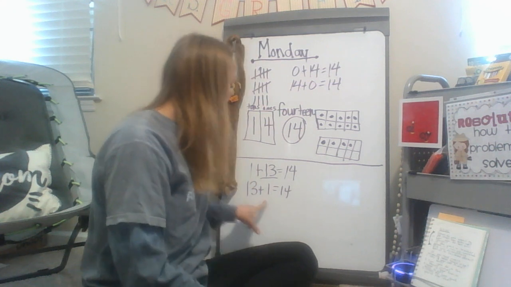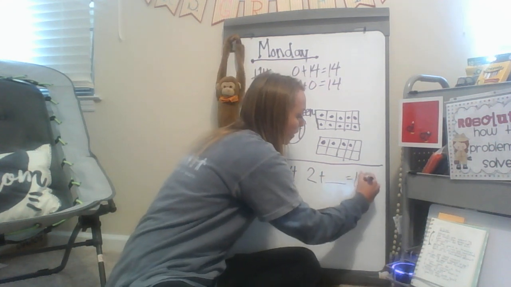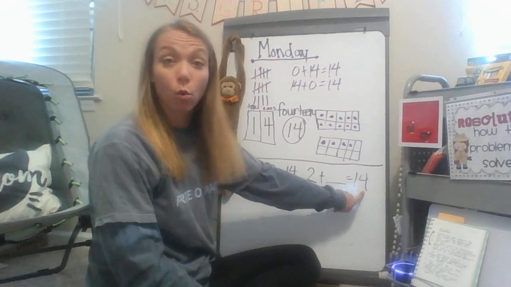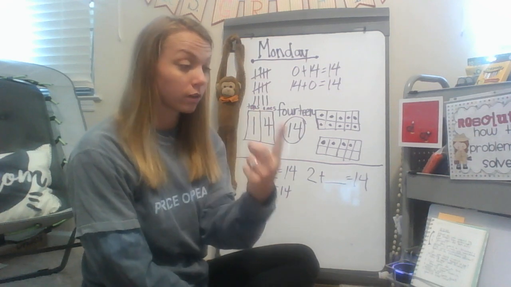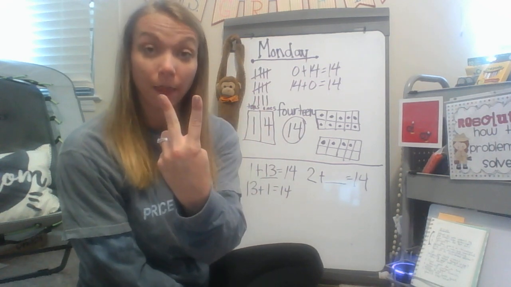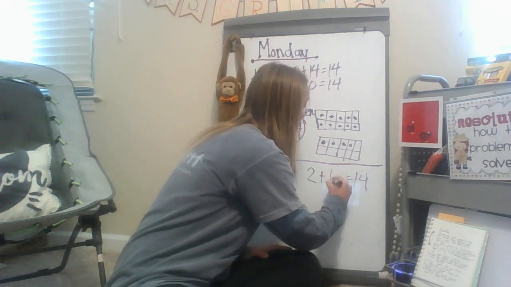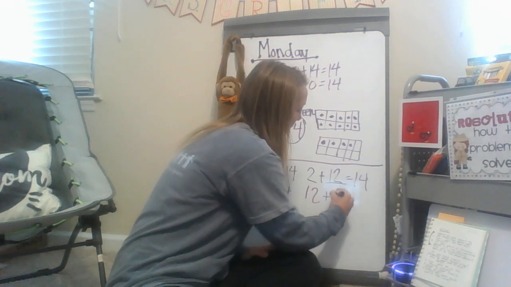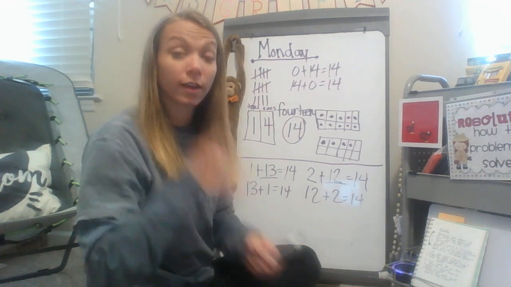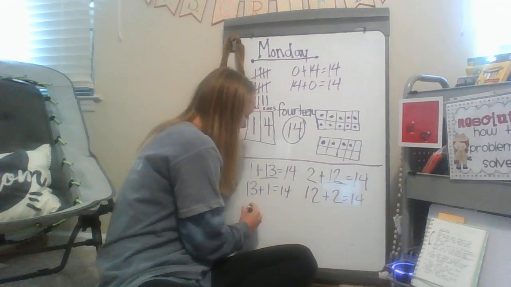Easy. Now I've done my ones, let's go to 2. 2 plus something equals 14. Well, what's 14 take away 2? 14, 13, 12. I counted backwards 2 numbers. 2 plus 12 equals 14. 12 plus 2 equals 14. Double check. 12, 13, 14. That's exactly right.